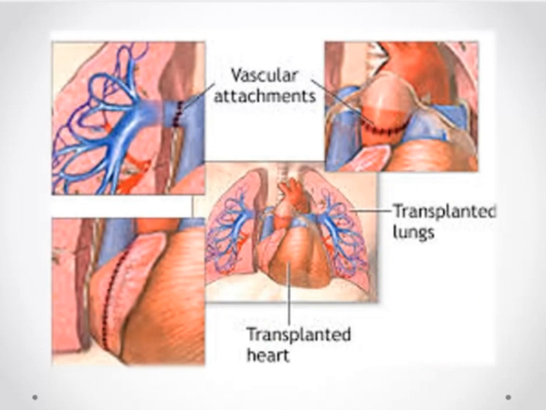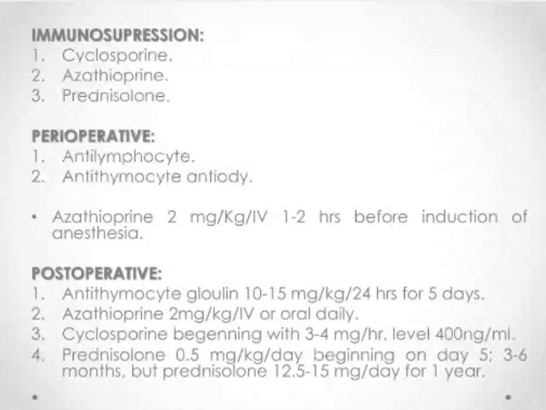This is how we can do anastomosis. First of all, we can do anastomosis of the trachea. Later on, we do pulmonary artery, and last one we do left atrial appendages. This is always you should be put post-operatively on the immunosuppression, cyclosporine, azathioprine, or prednisolone. And the preoperative you should be do the anti-lymphocyte and anti-thymocyte antibody, and you should be given azathioprine 2 milligram per kg IV in 1 to 2 hours before your induction of the anesthesia. And post-operative, this is that you see it, Babati.